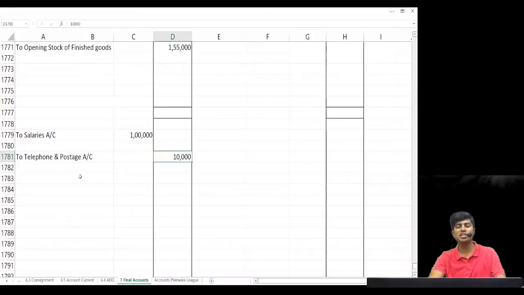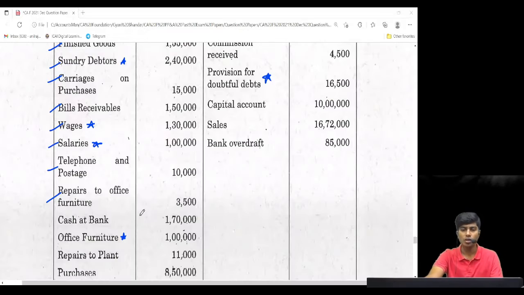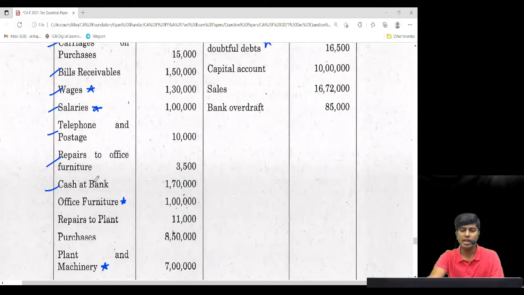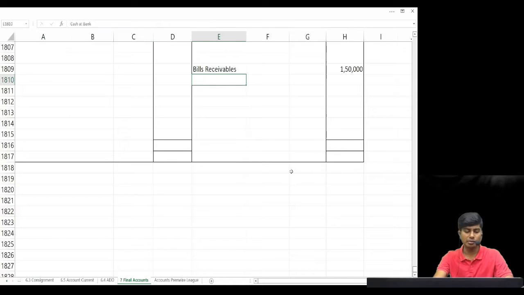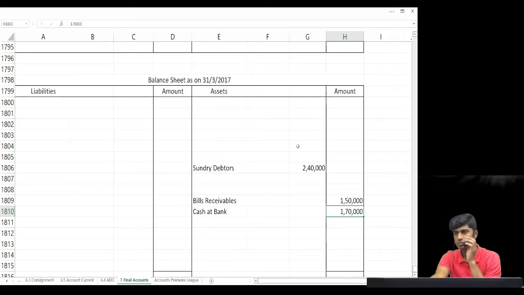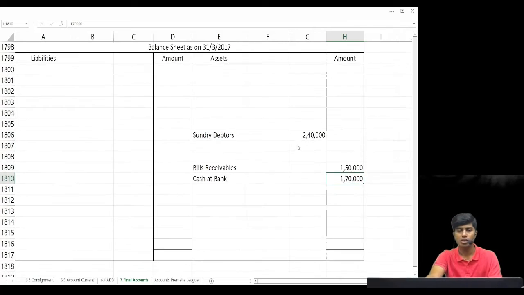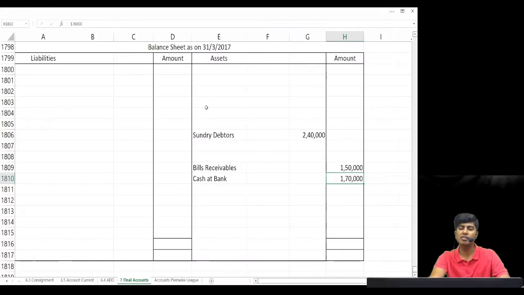Repairs to office furniture 3,500. Again, P&L expense. Repairs to office furniture 3,500. Done. What do we have after that? Cash at bank 1,70,000. Balance sheet asset. Let me write cash at bank 1,70,000. Asset in the balance sheet. Done. What's after cash at bank? There is office furniture of 1,00,000. Shall we write this in the balance sheet asset side? Office furniture 1,00,000. I hope you guys don't have any doubt.